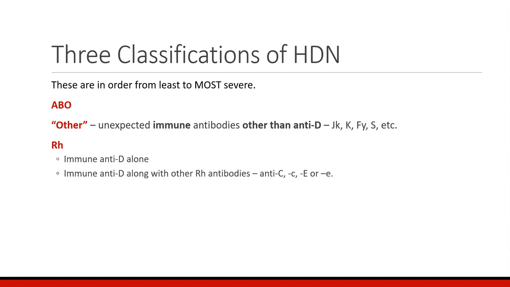There are 3 classifications of HDFN, which you must memorize for the rest of your life, and these are listed in the order from the least to most severe. They're ABO and other. These are unexpected immune antibodies other than anti-D. And they're Kidd, Kell, Duffy, all of those blood groups that stimulate immune antibody production. And finally, Rh. And this could be immune anti-D alone, or it could be immune anti-D along with other Rh antibodies, anti-big C, little c, big E, or little e.